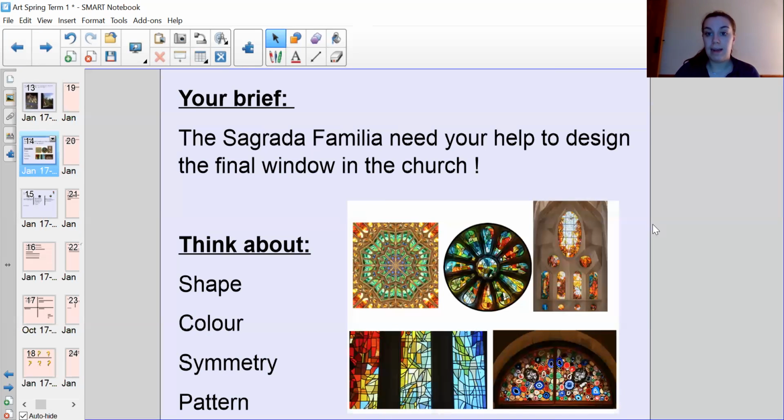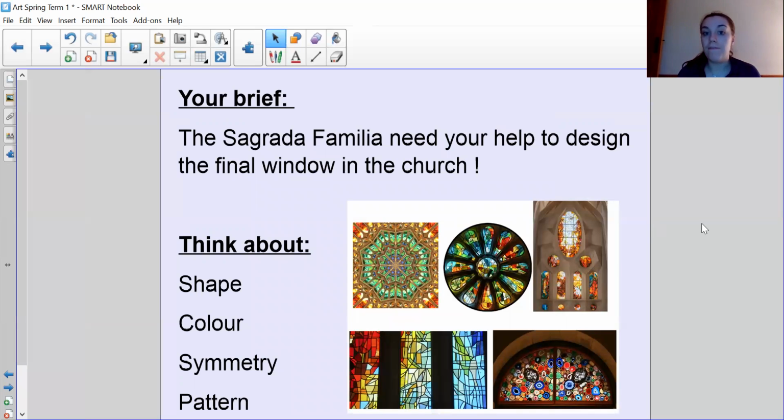What I would like you to do for this lesson is that the church need our help to design the final window to be put in. So could you please draw for me an idea for your stained glass window? If you'd like to draw 3 ideas and then give me a final one, that's fine. Or if you'd like to just create one final piece, that's fine also.